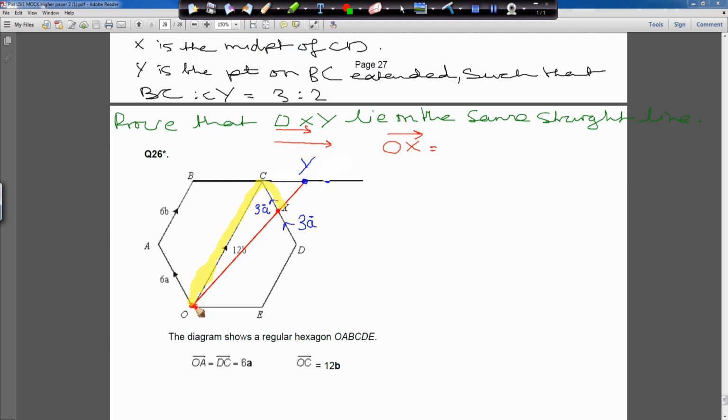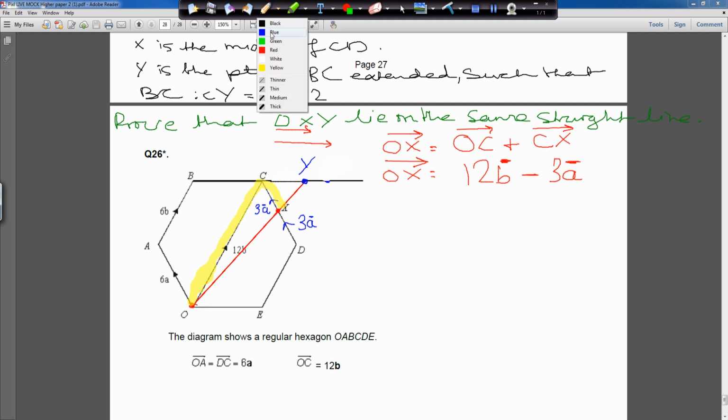So O to x is equal to O to C, then C to x. So we say O to C plus C to x. Now O to C, they've told us in the line it is equal to 12b, so we replace that by 12b. And then C to x: remember, 3a is running up, we're going down, so we have to reverse the vector because the vectors are directional. Minus 3a. That's O to x.